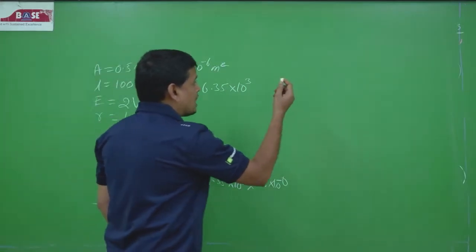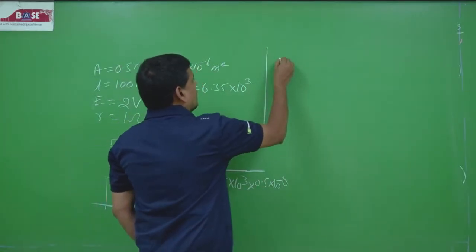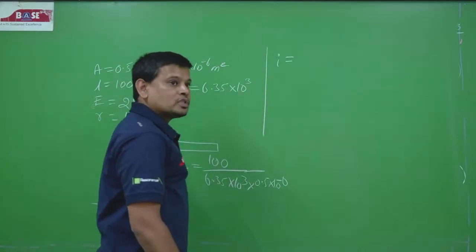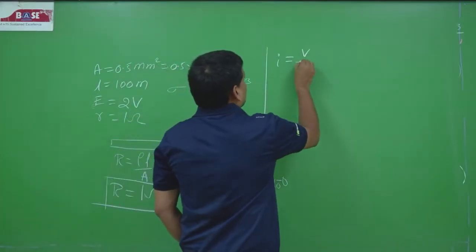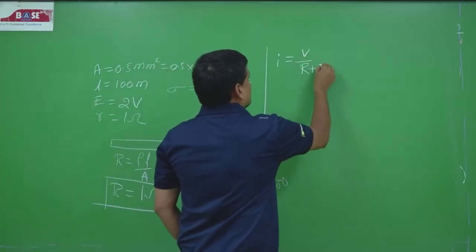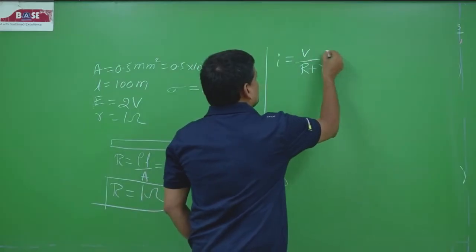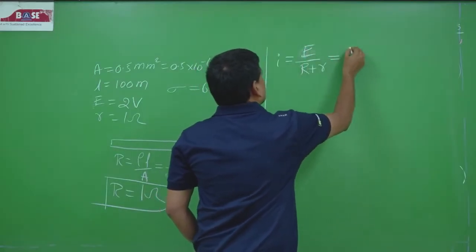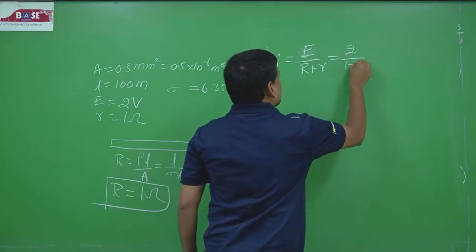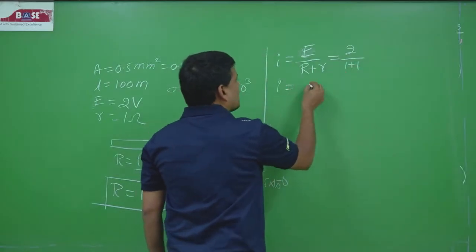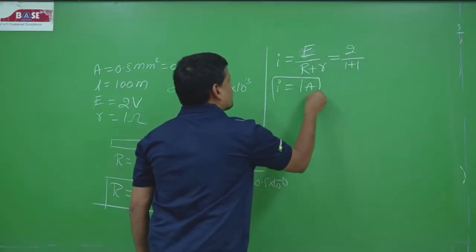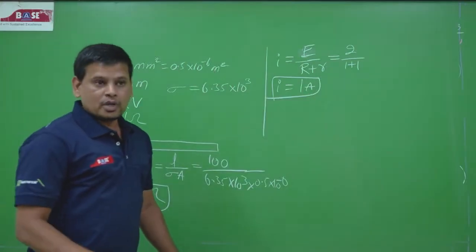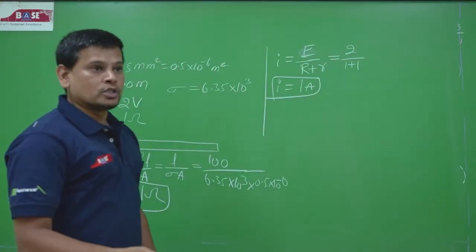Now let us find the current through the conductor. From Ohm's law, the current is V upon R plus r, since the internal resistance must be considered. The EMF is E, so it is 2 upon 1 plus 1, and that adds up to 1 ampere. Now we are getting closer to the answer.